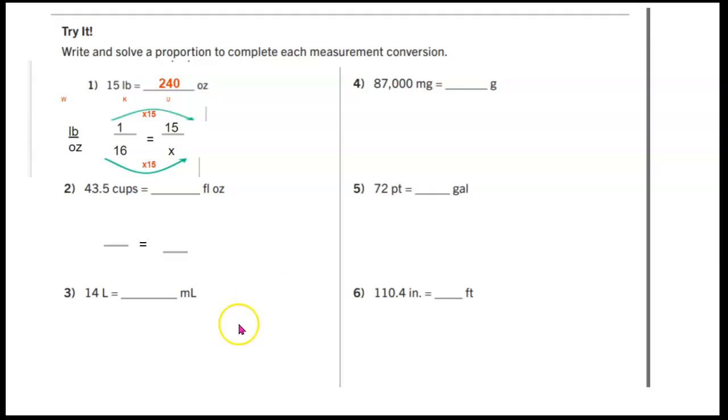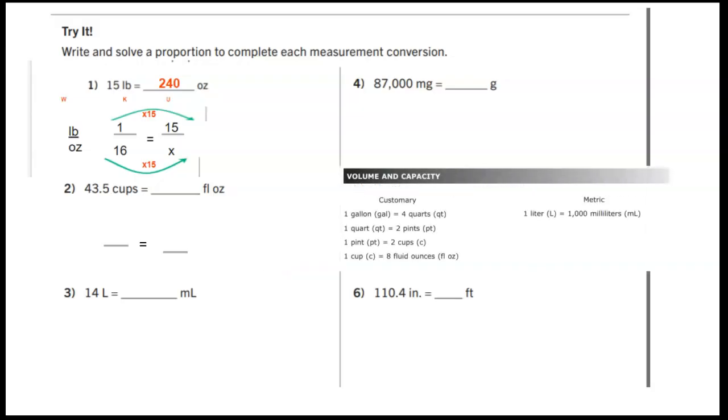Welcome back. 43.5 cups is equal to how many fluid ounces? You will set up a proportion using your reference materials. Let's figure out how many cups are how many fluid ounces. 1 cup is equal to 8 fluid ounces.